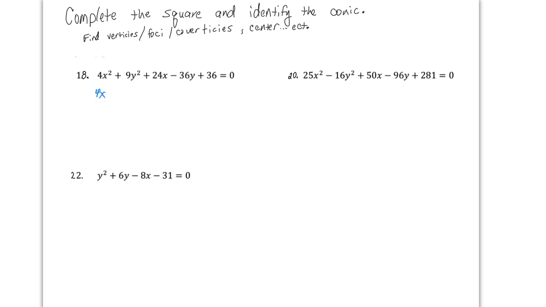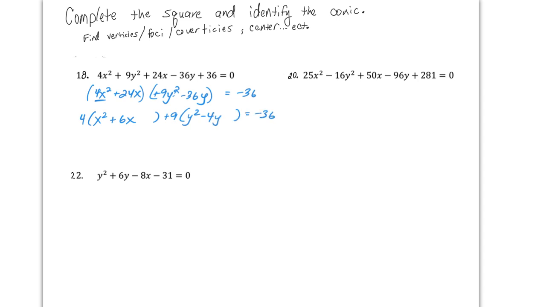So I'm going to put 4x squared plus 24x together. I'm going to do plus 9y squared minus 36y together, and then the plus 36 is going to go to the other side. Again, I've got to group my variables, and I've got to factor out whatever's in front of this x squared. It has to be 1x squared, right? And I need to do that because that's the process for completing the square. So y squared minus 4y equals negative 36.